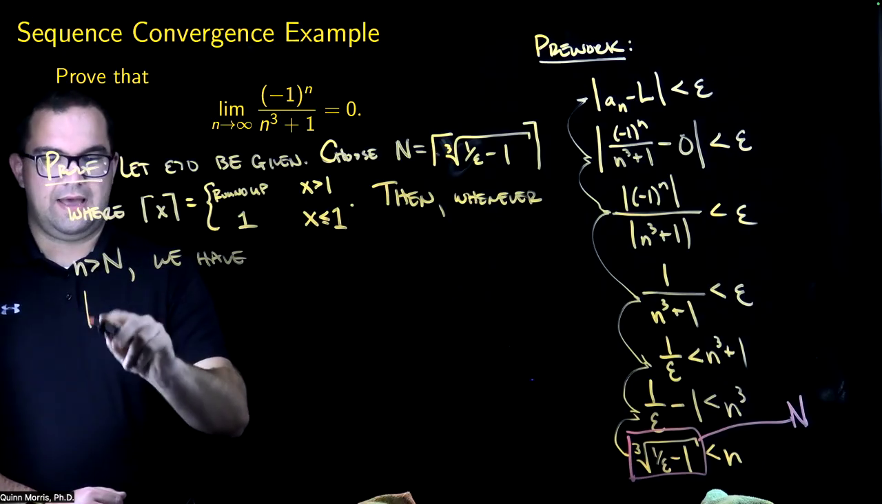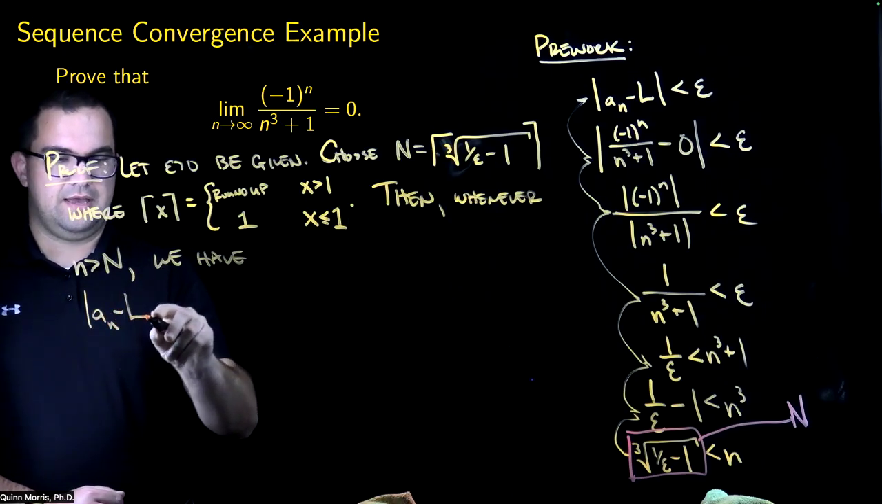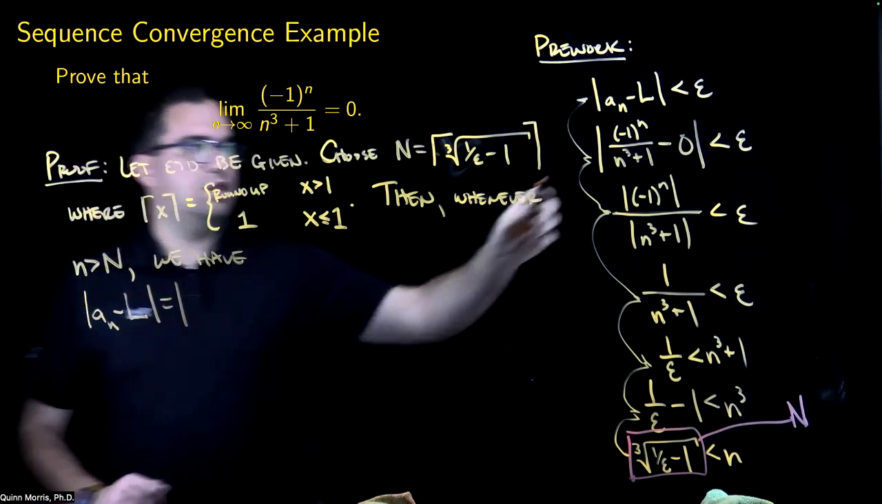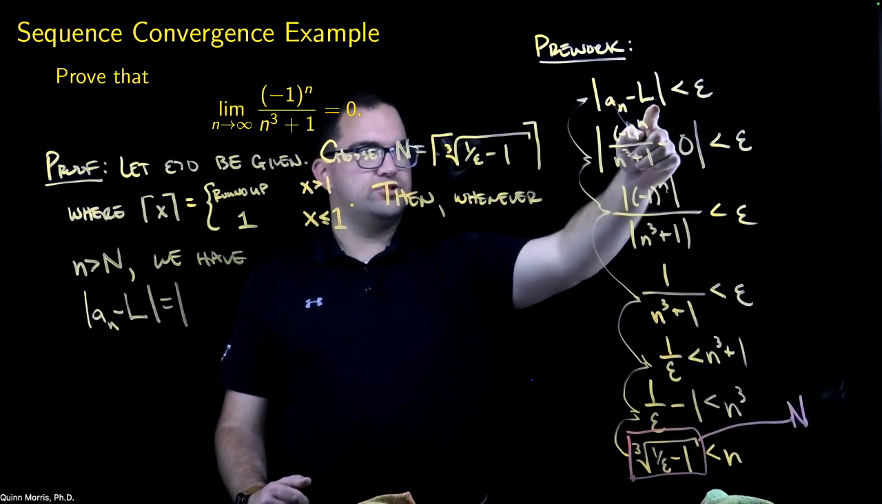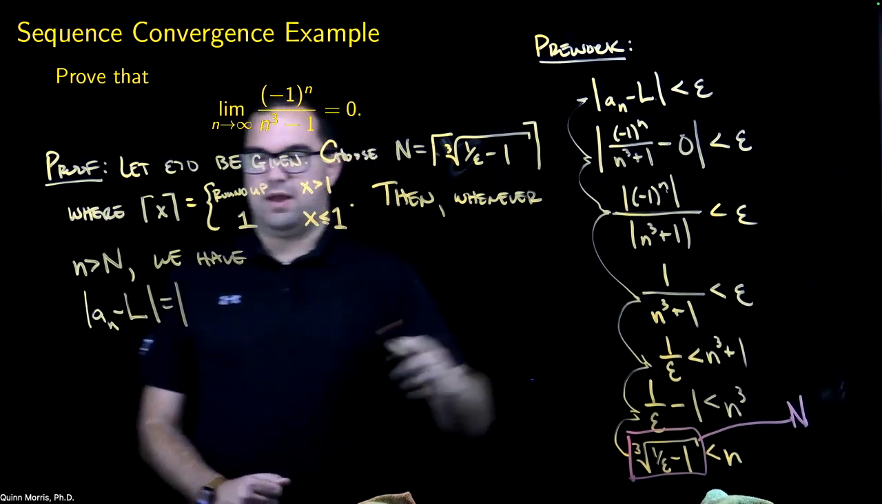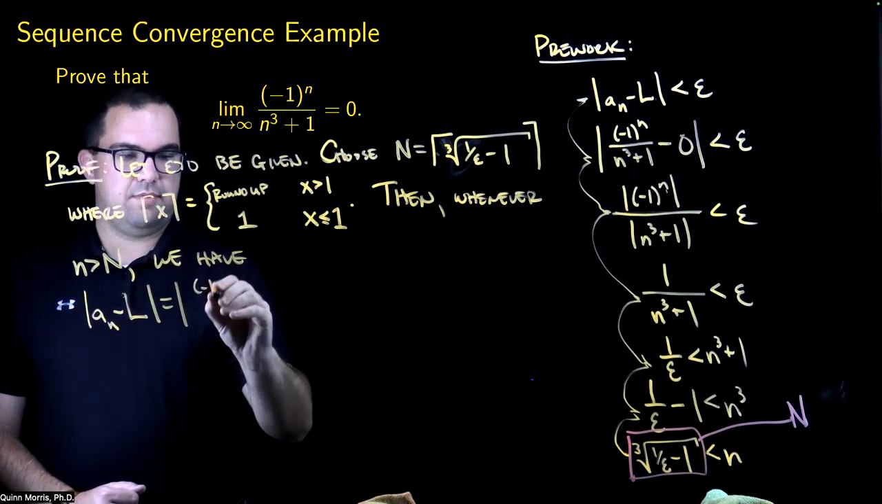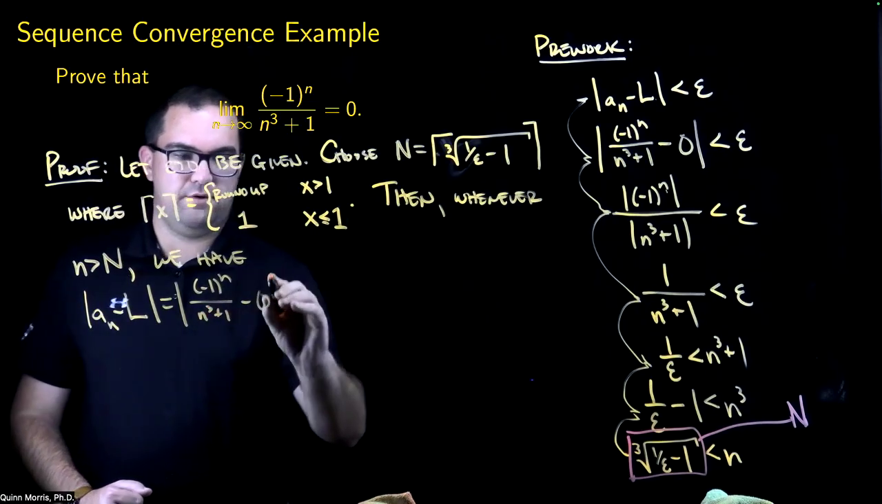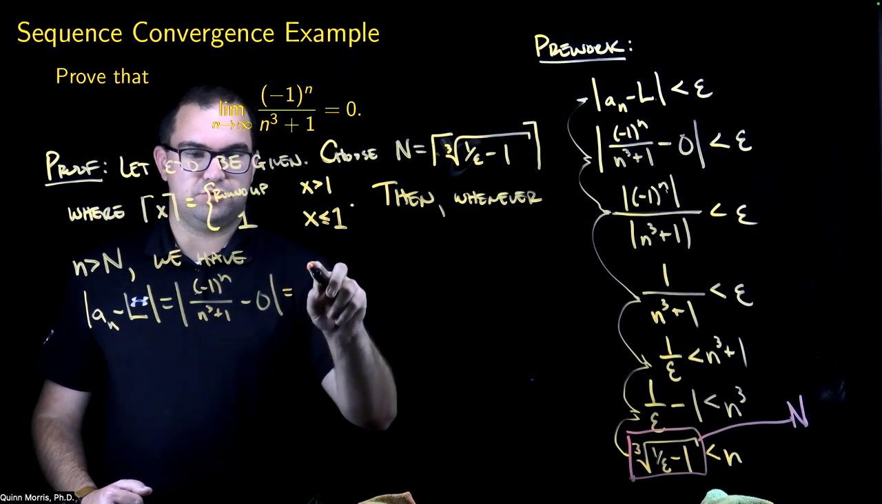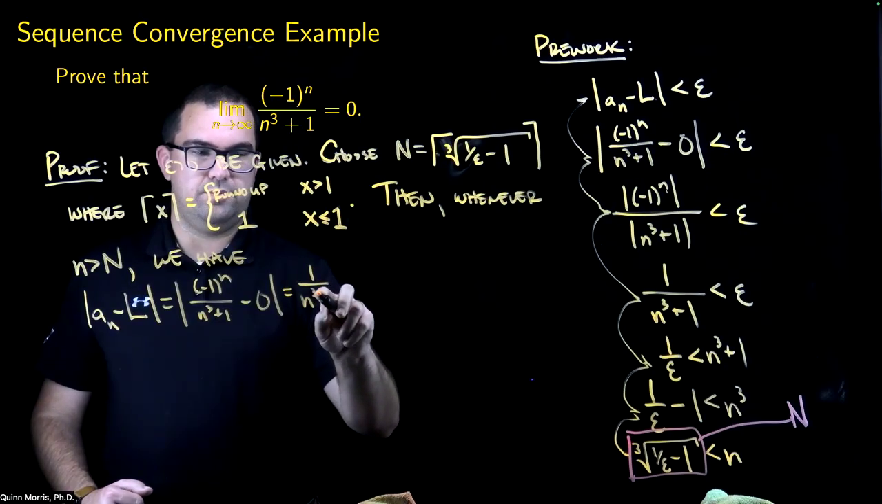Well, let's look at a sub n minus L. Now, a lot of this work over here was just rewriting. The first several steps here, we're just rewriting what the absolute value of a sub n minus L is. So this is just going to be (-1)^n over n cubed plus 1, minus 0. And just doing all that same algebra, I'm going to get 1 over n cubed plus 1.